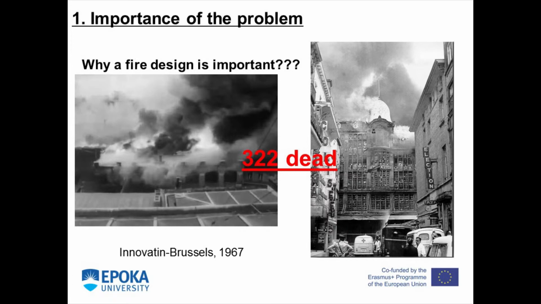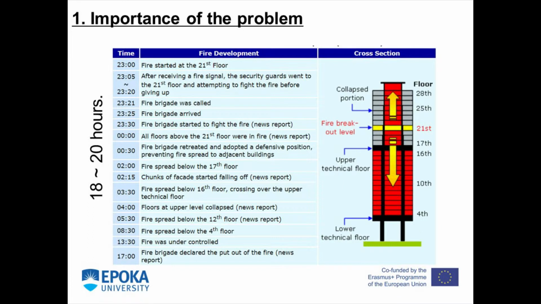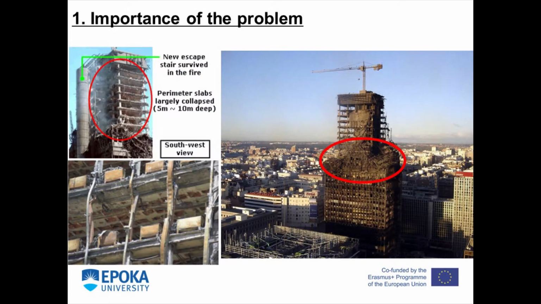In 1967, due to a fire, 322 people died in the Innovation building in Brussels. In 2005, a fire occurred in the Windsor Tower in Madrid, Spain. The building was under fire for around 20 hours. The structure of the building had a lot of damage. Both examples presented were not designed for fire safety and consequently were not protected.